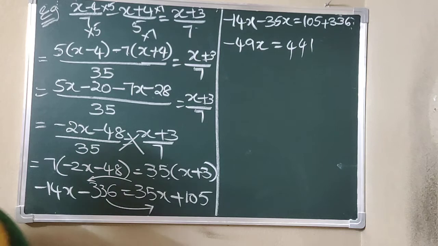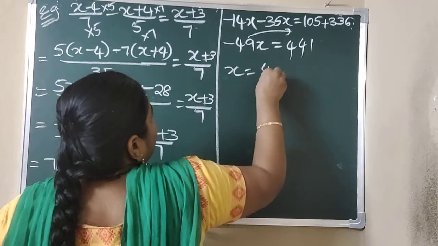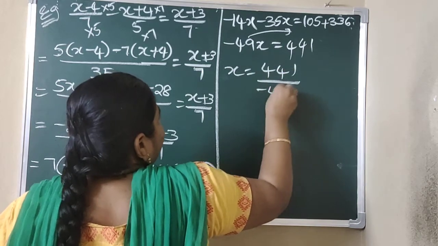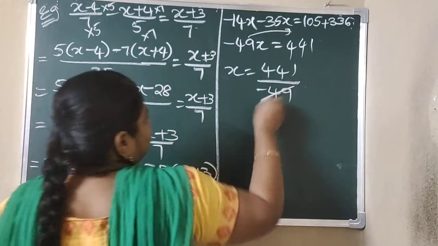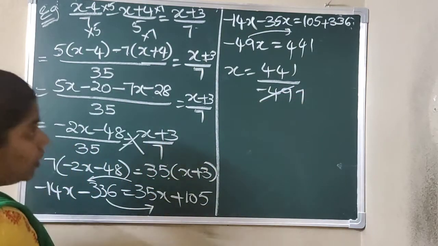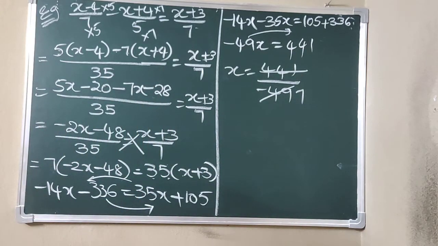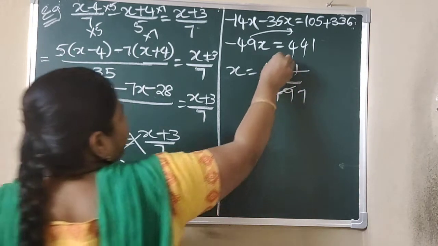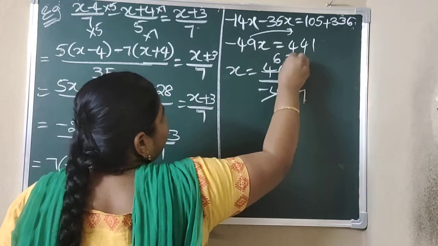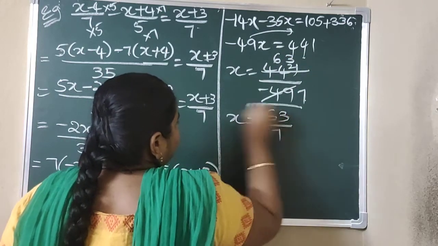So you can cancel in 7 tables. So transpose this value, x is equals to 441 by minus 49. So if you cancel in 7 table, it will be 7 7s are 49 and 6 7s will be 42. So 6 times 2 will be remaining. 7 3s is 21. So x will be equals to 63 by minus 7.